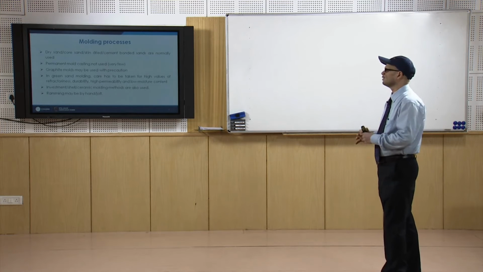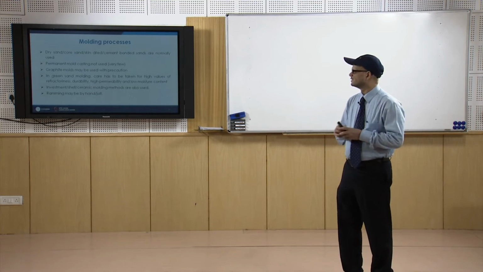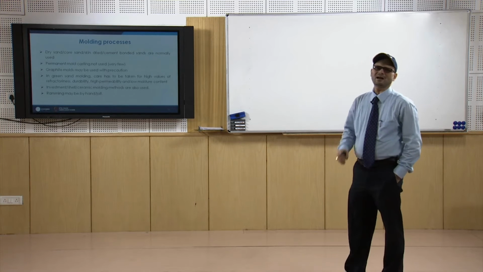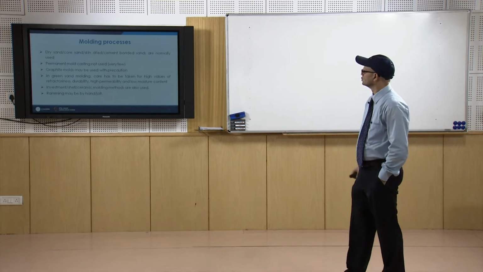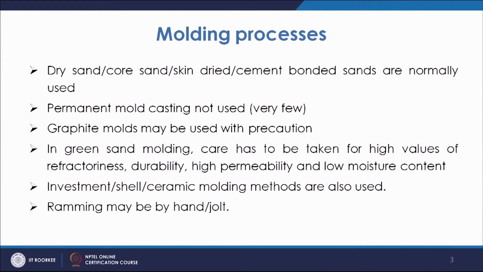Now, when we talk about the molding process, it is the same as for other ferrous materials. However, you will have to take care of certain issues. One is that you can use dry sand, coarse sand, skin dried or cement bonded sands. These are normally used. You also use chromite sands and zircon sands. These are also used for steel molding.